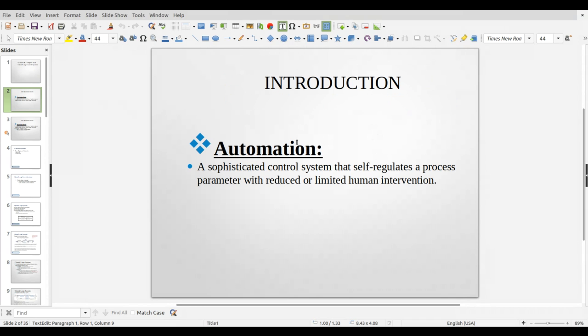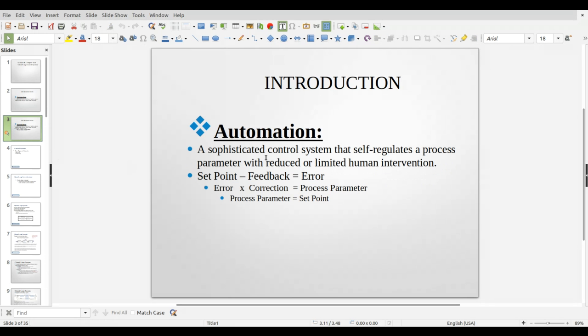Okay. So first of all, automation is a sophisticated control system that self-regulates a process parameter with reduced or limited human intervention, right? So this means that the system is going to perform a task, and it's going to monitor itself and make adjustments as it needs to. And really, that's what PLCs are all about.